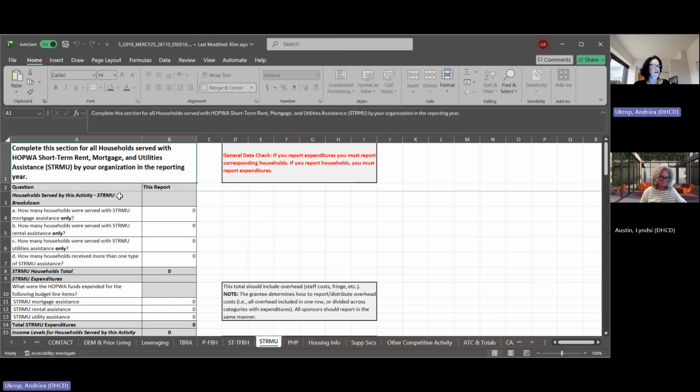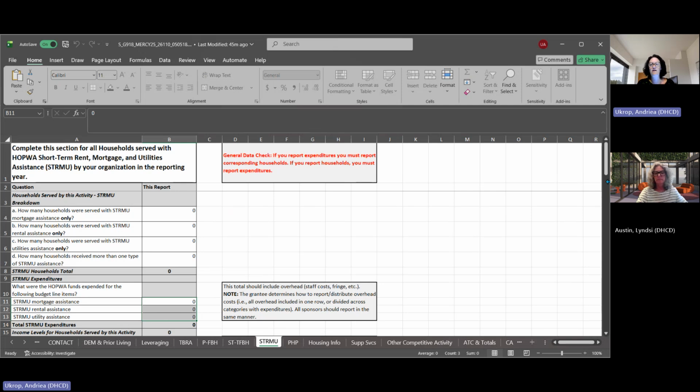STRUMU breakdown, sections 4 through 6, then you will need to provide the expenditures for those categories below in section 8, rows 10 through 13. Again, sources of income must be equal to or greater than the number of individuals served by this assistance, which we're at STRUMU now, and the sources of medical insurance may, but do not need to equal the number of individuals served by the assistance.